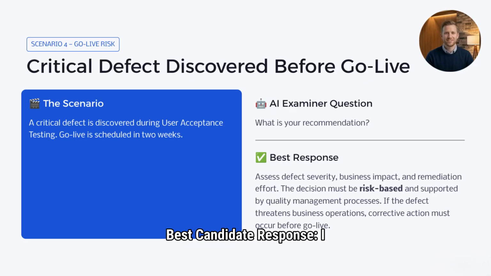Best candidate response. I would assess defect severity, business impact, and remediation effort. The decision should be risk-based and supported by quality management processes. If the defect threatens business operations, corrective action must occur before go-live.